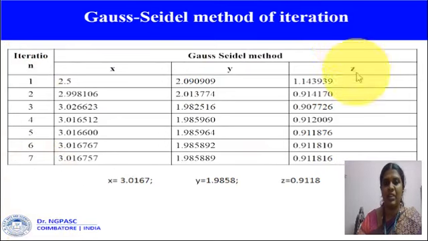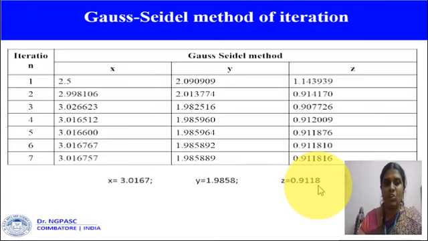Yes, so we have tabulated all the values which we have got in all the iterations: the first iteration, second, third, fourth, fifth, sixth and seventh. Since in the last three iterations we have got similar values, we have stopped the iteration. So x is 3.0167, y is 1.9858, z is 0.9118.